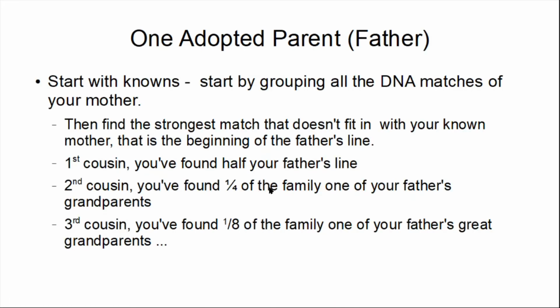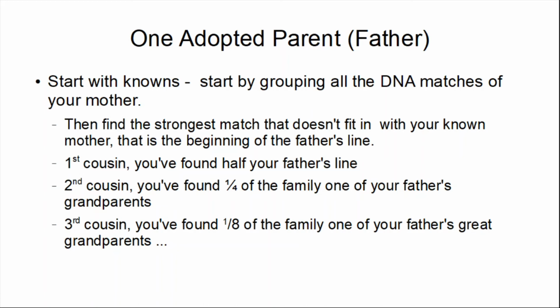Some special situations. One of the things people want to do is process if they have one adopted parent. Again, you start with your knowns. What do you know? You know who your mother is. So you start by grouping all the DNA matches of your mother. Then find the strongest match that doesn't fit in with your known mother. That's the beginning of your father's line. If you hit a first cousin, you have found half of your father's line. You have hit the jackpot.